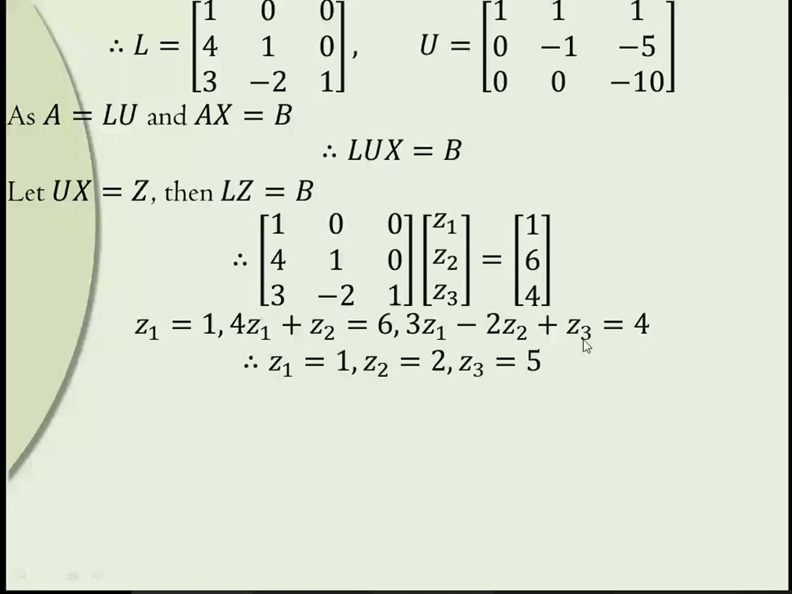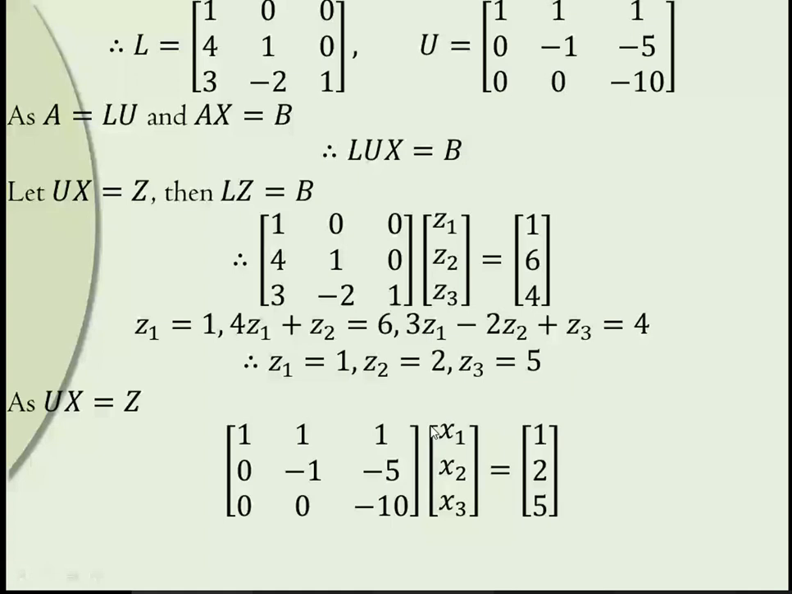Now, make use of this equation, U into X equal to Z. So we know what is U, X that we want to find, and Z are these terms, 1, 2, 5. Okay, so U into X is Z. So that is 1, 1, 1; 0, minus 1, minus 5; we are using this U; 0, 0, minus 10. X1, X2, X3 equal to 1, 2, 5.